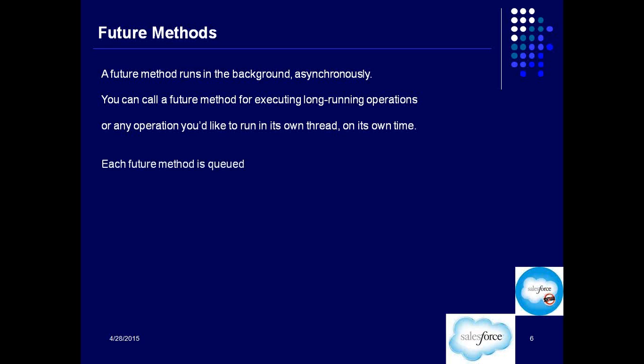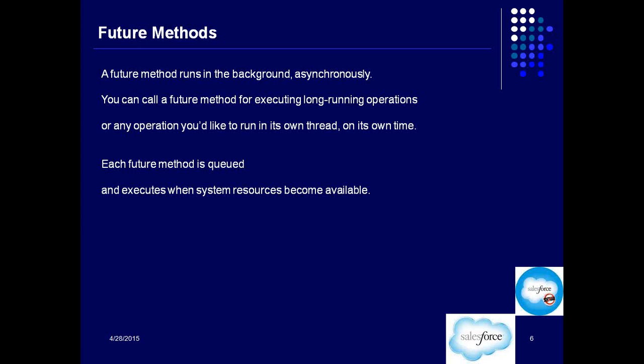Each future method is queued. So it's lined up and executes when system resources become available. We talked about governor limits and things like that, right? Sometimes what may happen is, if the resources are not available and your method is not a future method, it will try to get executed. If it's a synchronous method, you try to execute that, and your method finds that there are not enough resources. What will happen? Your method will get cancelled, right?